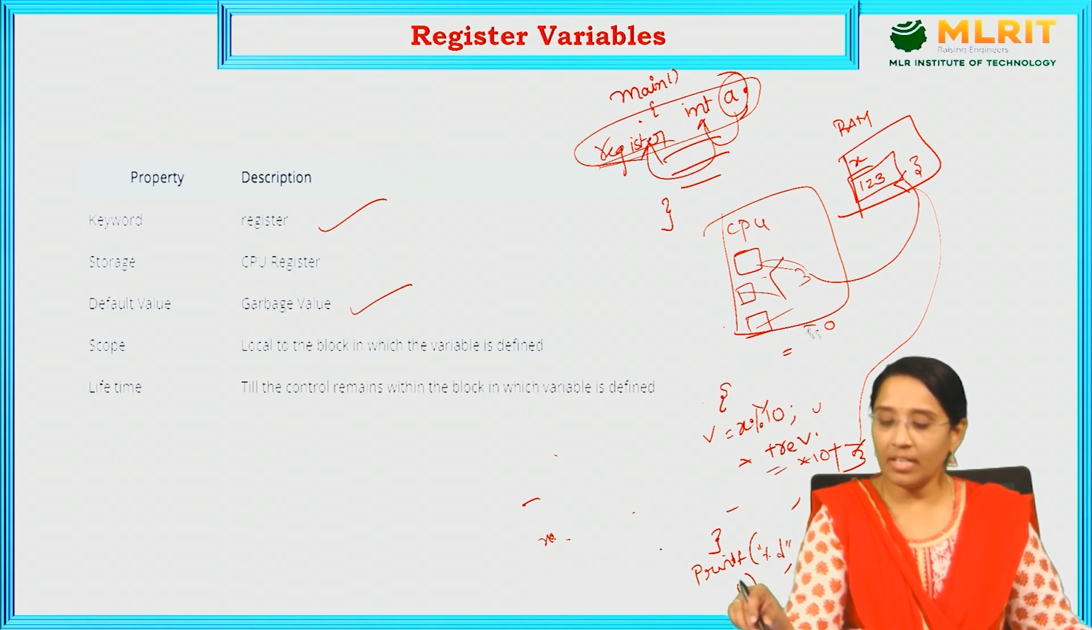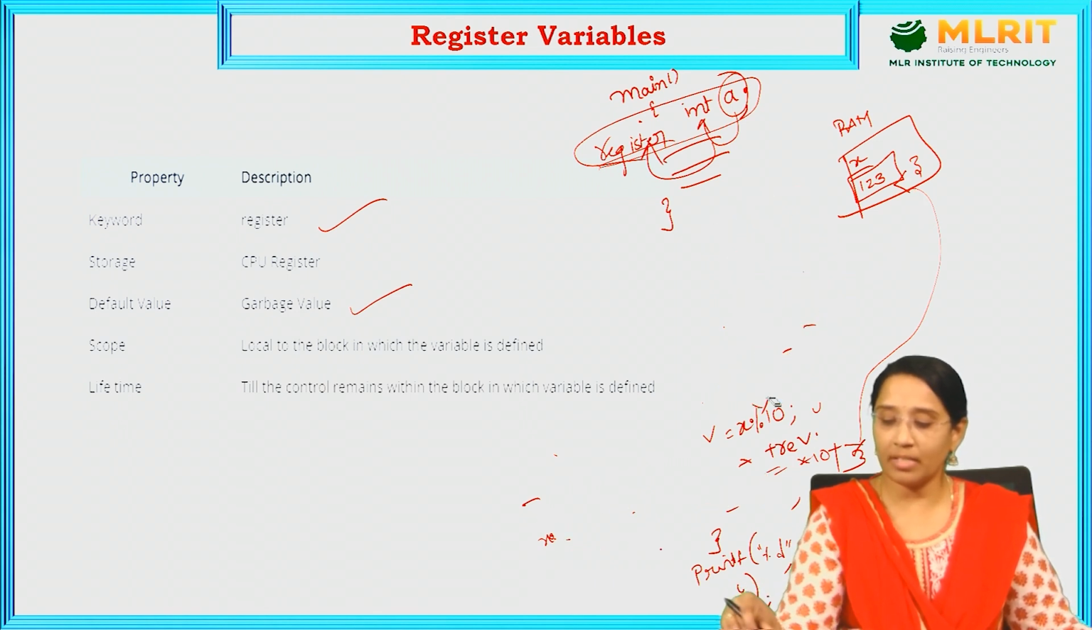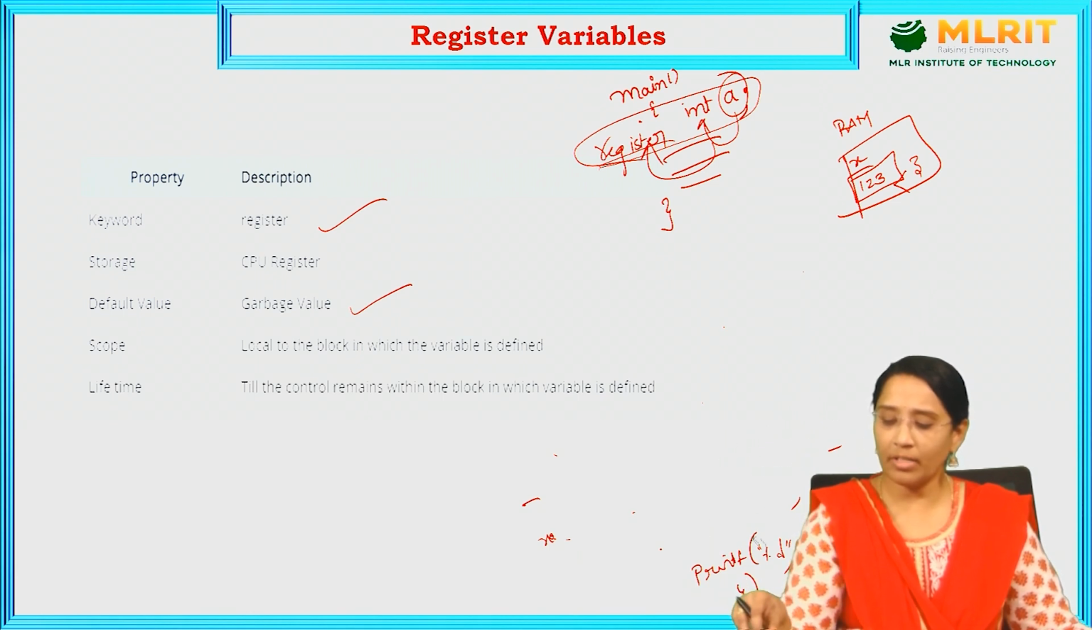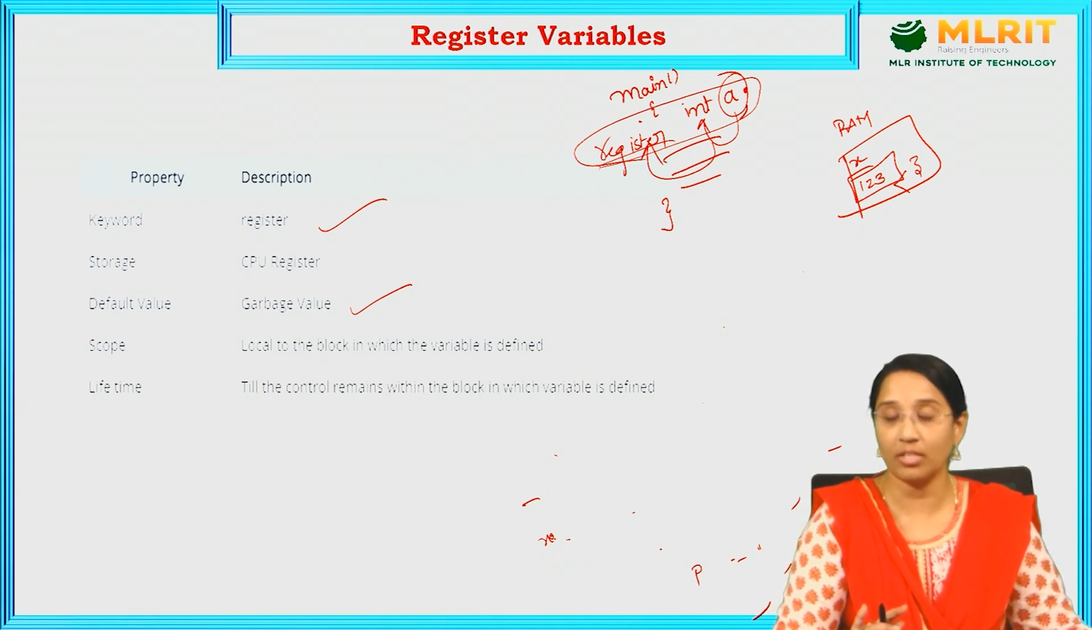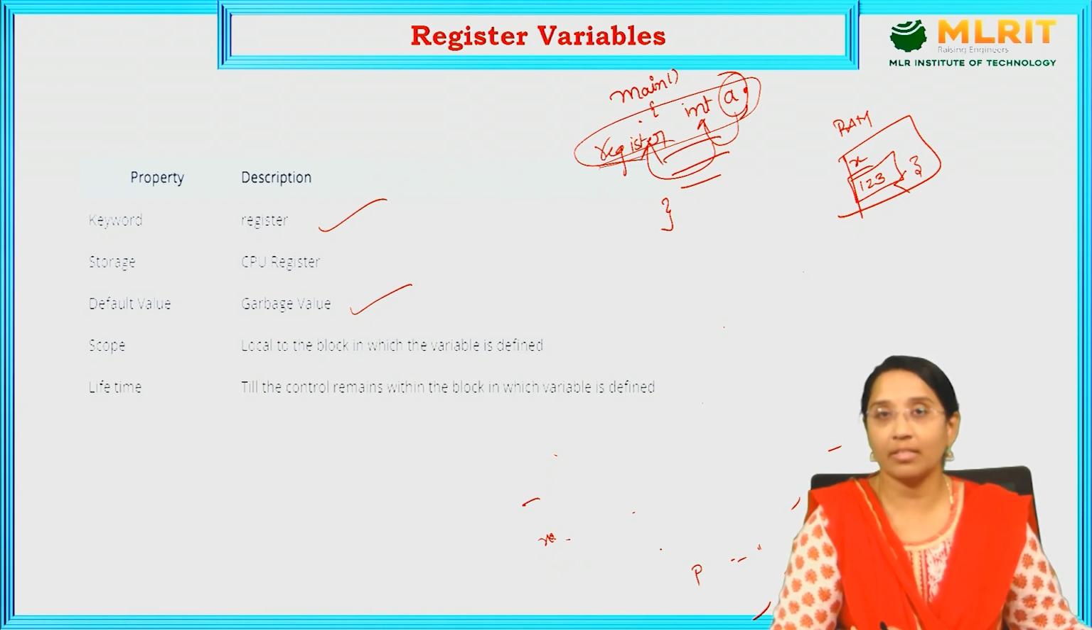So what is the disadvantage with the CPU registers? Through the compiler, you can store the data in the CPU registers. But the disadvantage is that registers are very small in size. Not all the variables can be stored in the CPU register.